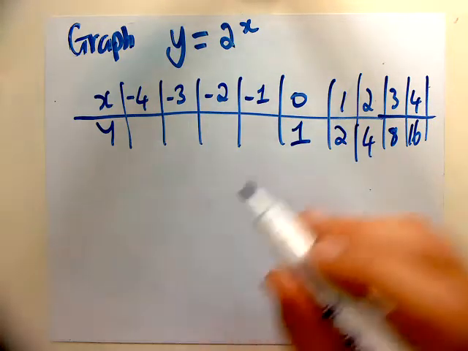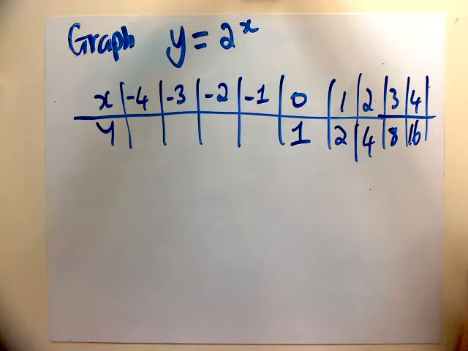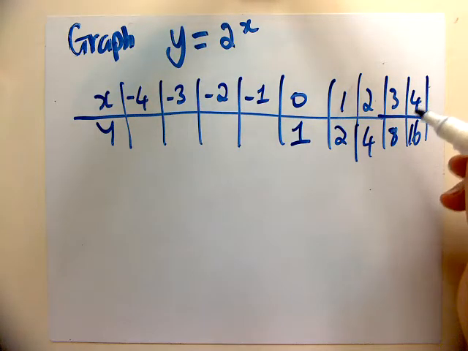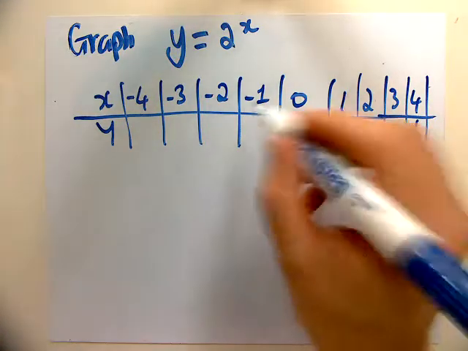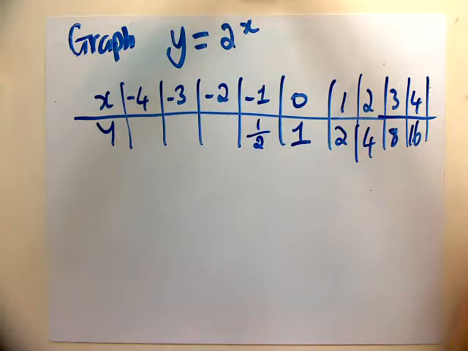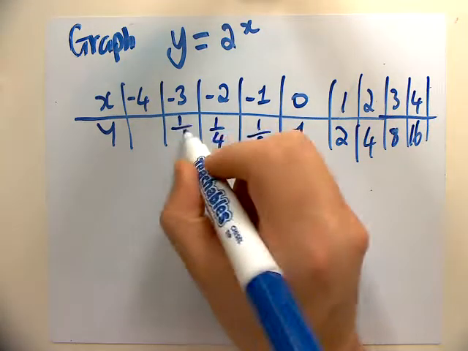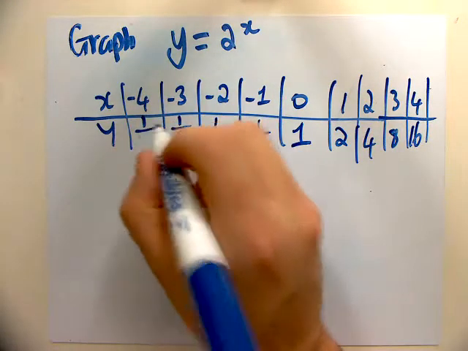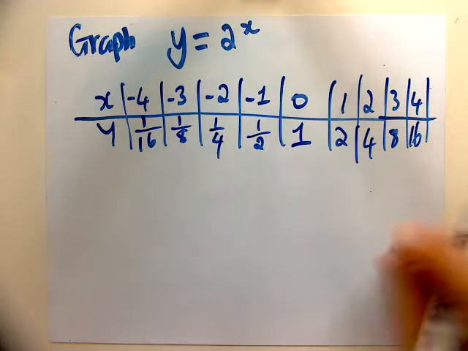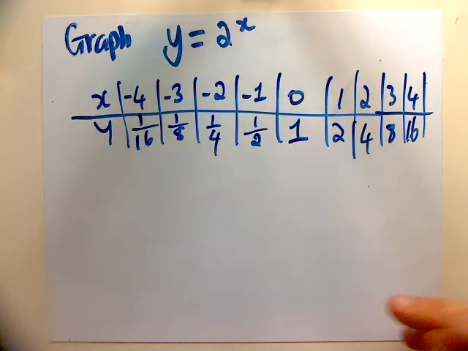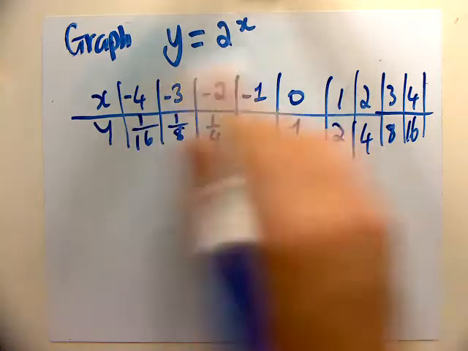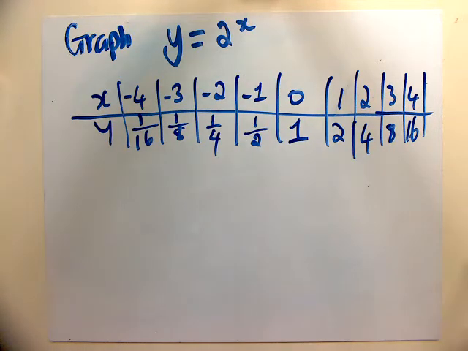Going back the other way, because I'm going to a negative power, we pretty much do the same here. It's just we put it under 1. So going back in this direction here, instead it's going to be 1/2, 1/4, 1/8, and 1/16. So this is the table of values to represent y equals 2 to the power of x for our exponential function.